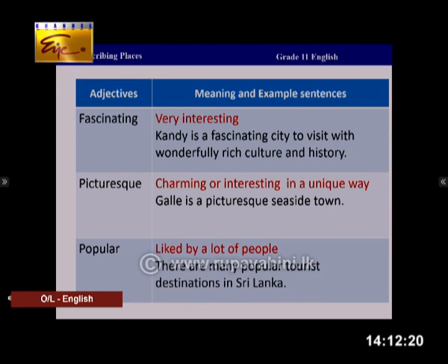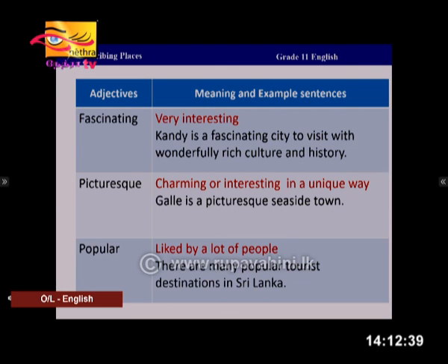We all know the meaning of the word popular. If a place is popular, it is liked by a lot of people. There are many popular tourist destinations in Sri Lanka. You can also use this sentence as an introductory sentence when you describe a place.